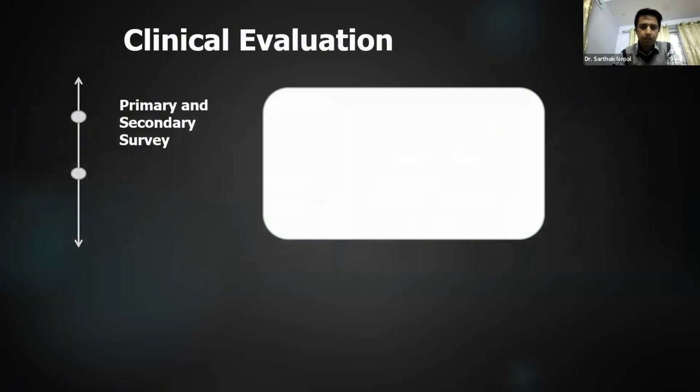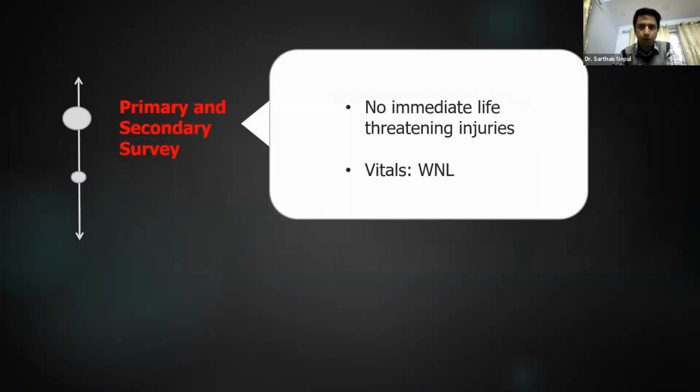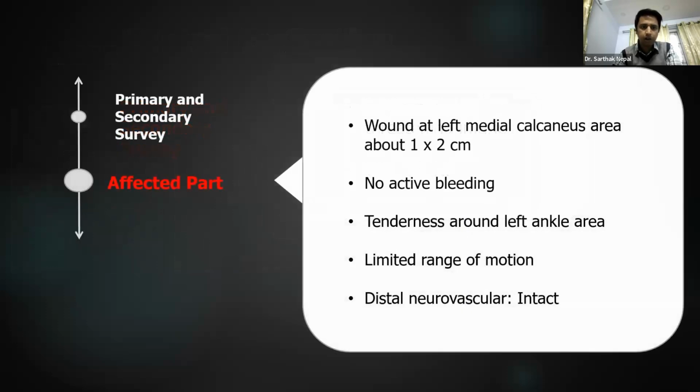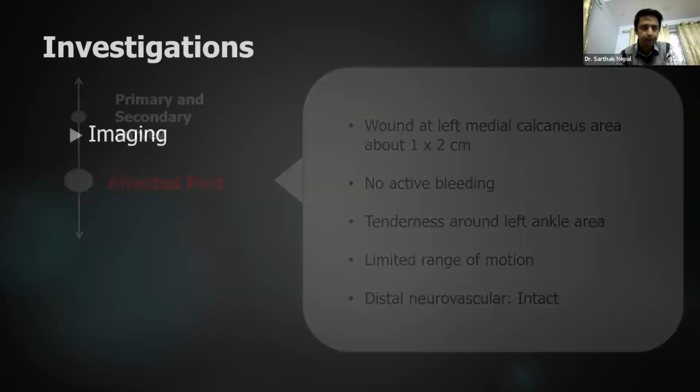On clinical evaluation following the ATLS protocol, the primary and secondary survey showed no immediate life-threatening injuries and his vitals were stable. On evaluation of the affected part, that is the left ankle area, there was a wound of about 1 by 2 centimeters in the left medial calcaneal area. There was no active bleeding, but there was gross tenderness and swelling with a limited range of motion, but his distal neurovascular status was intact.